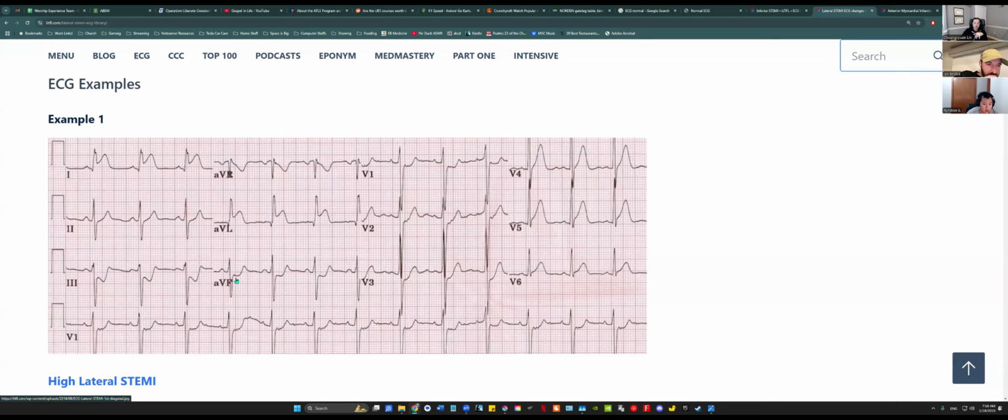Wait, is it 3 and AVF? Yes, I'm sorry, 3 and AVF. AVR is not. We'll get to AVR in a little bit, actually. That's on its own. And then V1, I don't know what I'm looking at in V1.